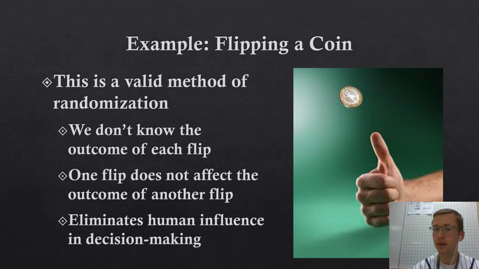So if humans are not able to be random, we have to think of other ways where we can imitate randomness so that it is truly random. The classic example is flipping a coin. This is a valid method of randomization because we don't know what the outcome of a single flip would be. One flip does not affect the outcome of another flip, so they're independent events, and it eliminates human influence in decision making. Unless you're really good at flipping a coin and can project it so that it lands on heads every time, this would be a very solid 50-50 random situation.